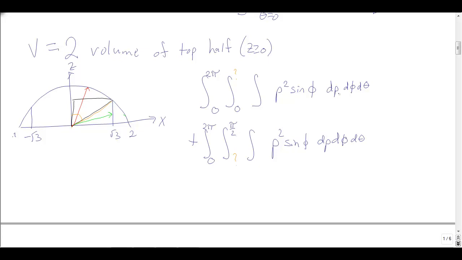Now, and then rho, I'm going to go 0 out to, this is the sphere. That sphere was a sphere of radius 2. So that's going to be 0 out to 2. So the radius is 2. That's x squared plus y squared plus z squared is 4. That's rho squared is 4. Rho is 2.